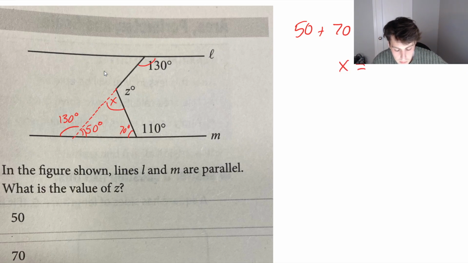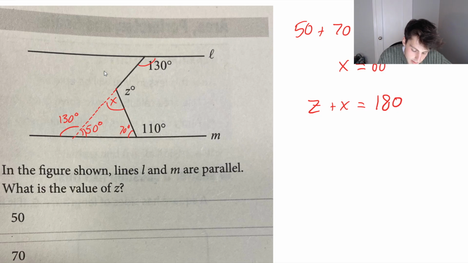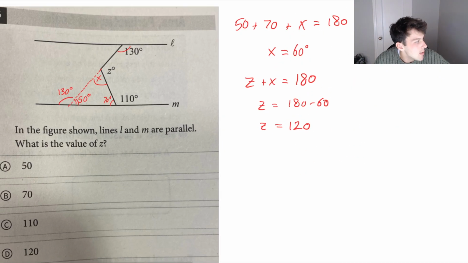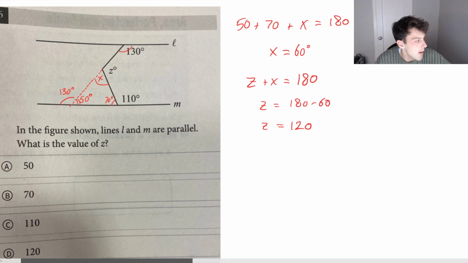So we can do some quick maths here. We find that that is going to be equal to 60 degrees. And we know that z plus x is also equal to 180 because it's a straight line. So z is just going to be 180 minus 60, or 120. So it looks like option D is our correct answer. Okay, that one wasn't too bad.